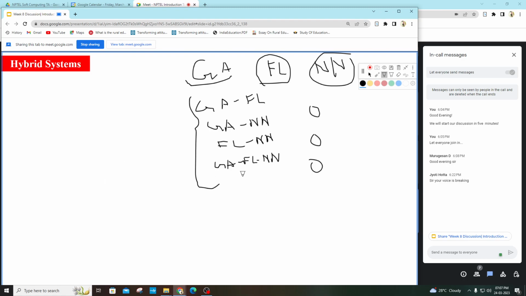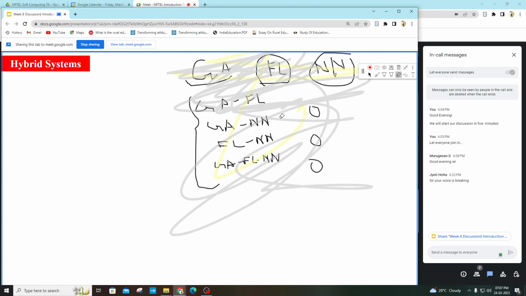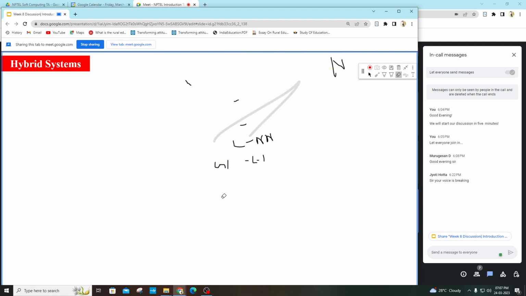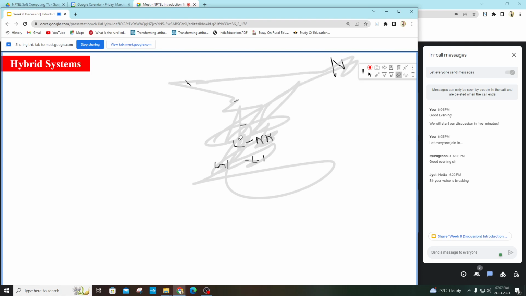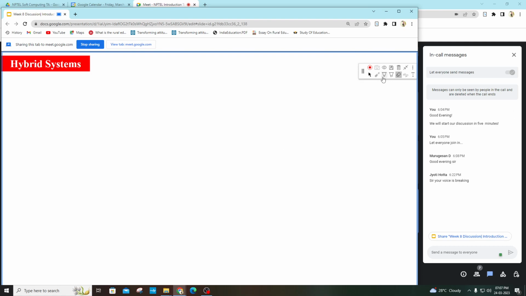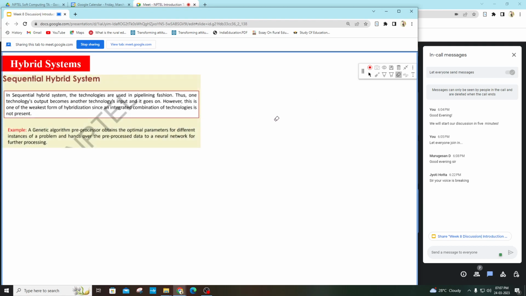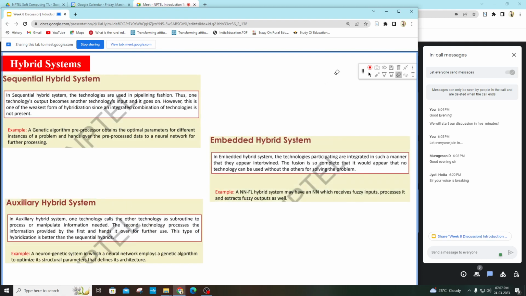So is this clear what I have told you? Yes. Okay. Now we basically build a hybrid system, or join these networks, in three ways. First one is the sequential hybrid system.